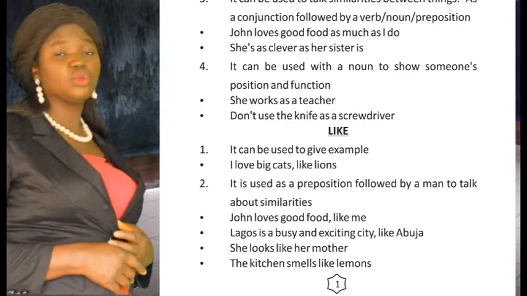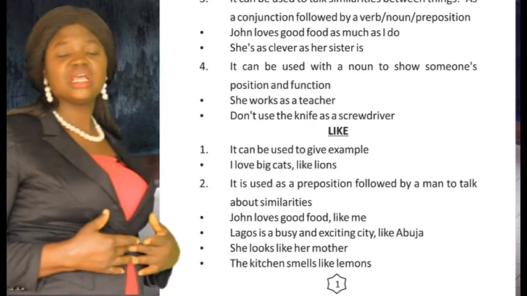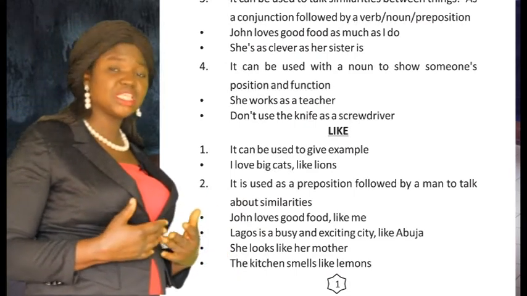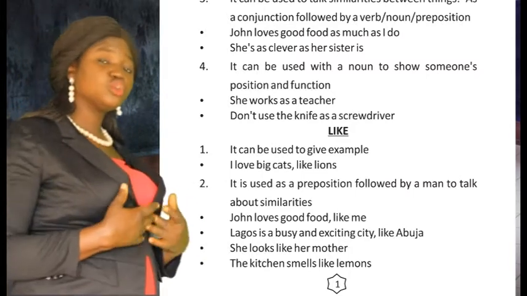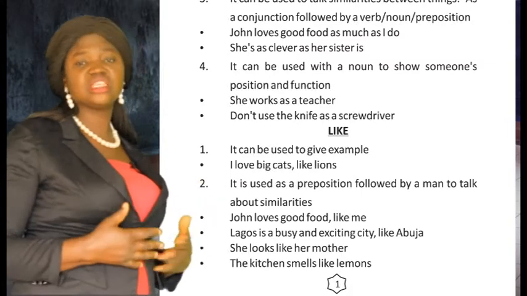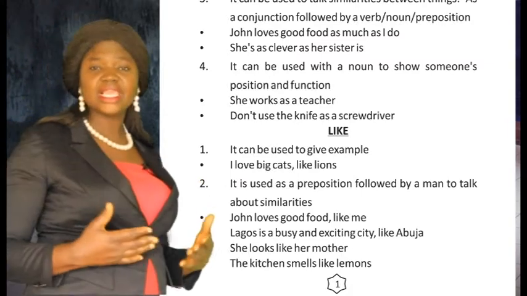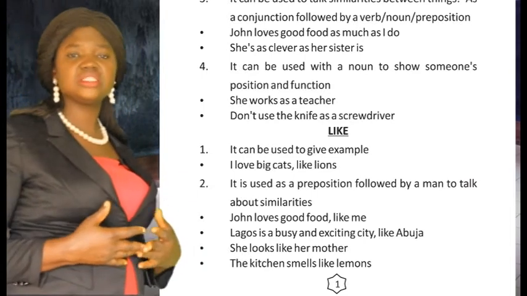The next example is, she looks like a mother. That means when you see her, it's like you are seeing a mother. You are seeing a mother's picture, you are seeing a mother's image on her face. So for you to tell us that they share the same look, that they look alike, then you use what? Like as a preposition there, and mother there is a noun.